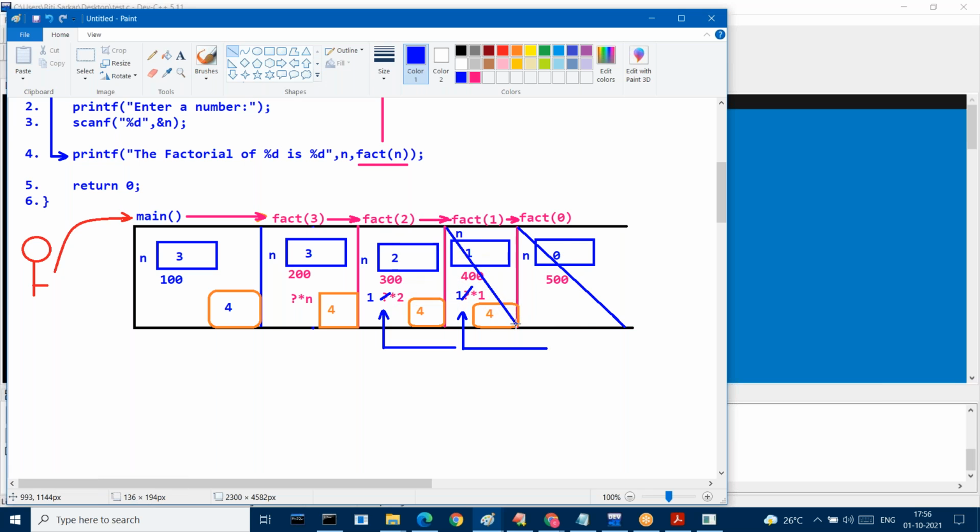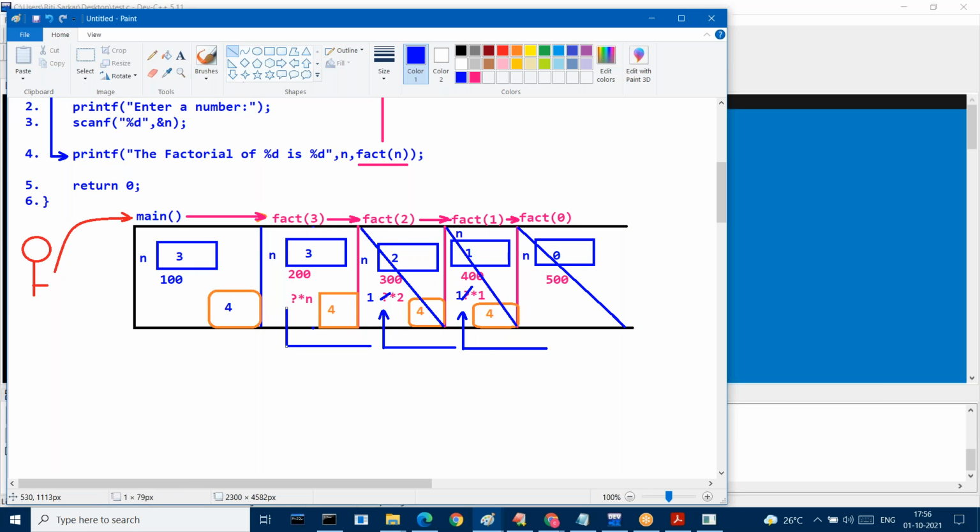Fact 1 instance is done. And when the value is returned, where will it be returned? To fact 3. This instance will also be removed. Then what value will be returned? 2 into 1, 2.